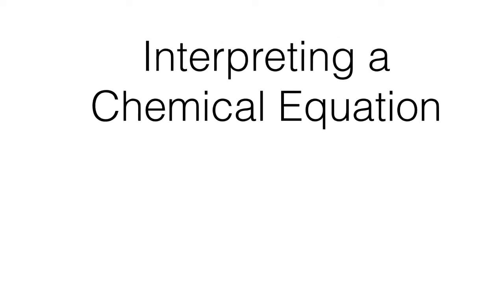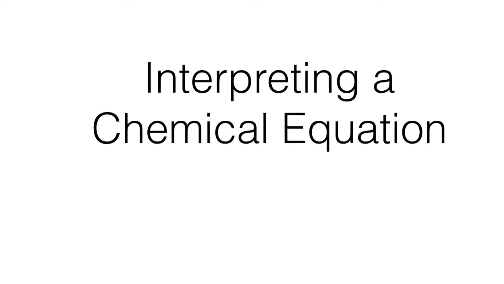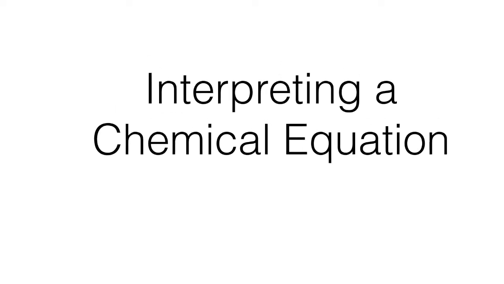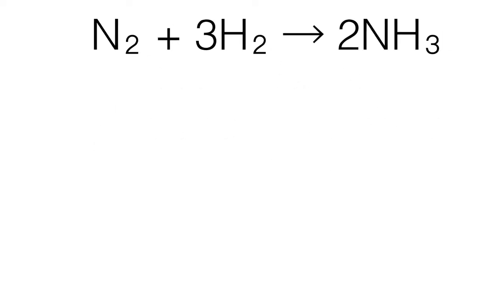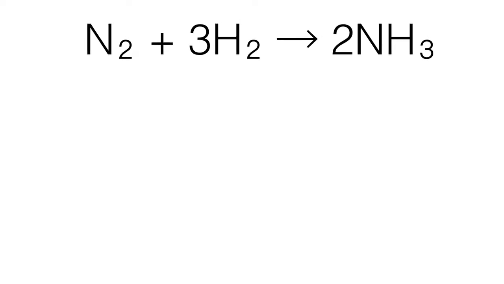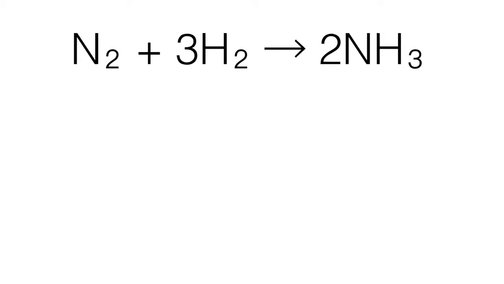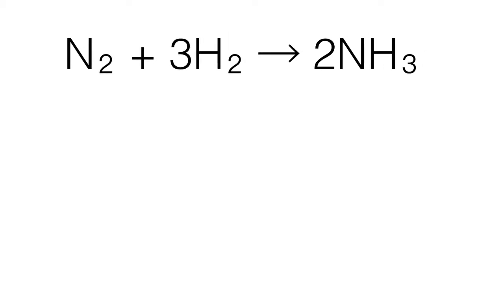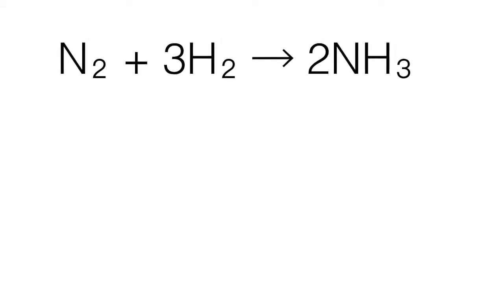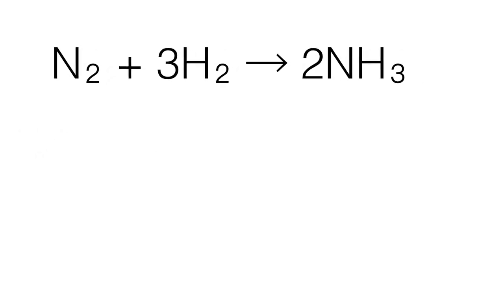In this section, we're going to take a look at interpreting chemical equations and the information that we can find in those equations. To do this, we'll take a look at the equation for the formation of ammonia, or nitrogen trihydride. You can see from looking at this equation that 1 N2 plus 3 H2 will yield 2 NH3.